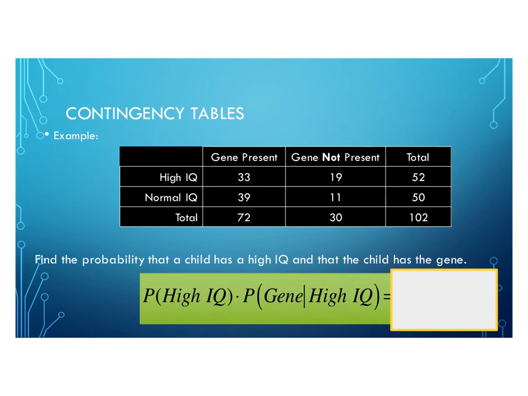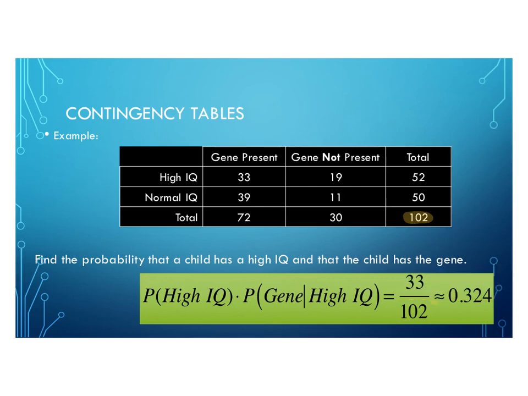Notice that it says find the probability that a child has a high IQ and that the child has the gene. Find the probability that a child has a high IQ and has the gene. Okay, so 102 is our denominator, right? And then our numerator is just going to be the high IQ and gene present box, 33.